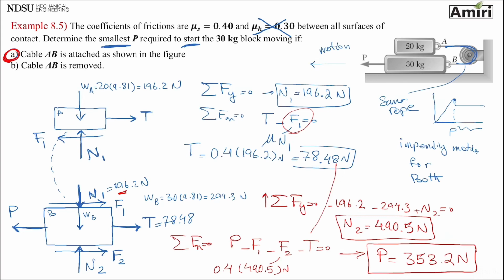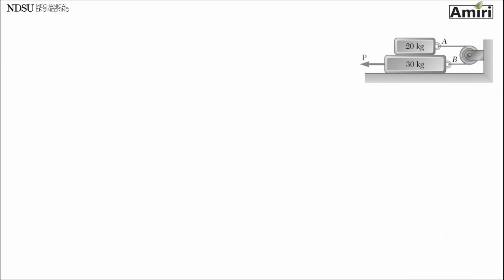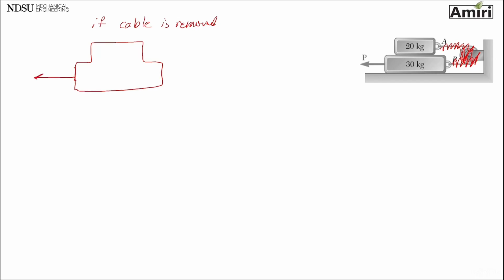Cable AB is attached as shown. Part B says if cable AB is removed. Cable is removed. So if I get rid of this cable, this whole thing, then two blocks are sitting on top of each other and force P is moving it to the left. I can just simply draw outline like this. Put force P going this way.